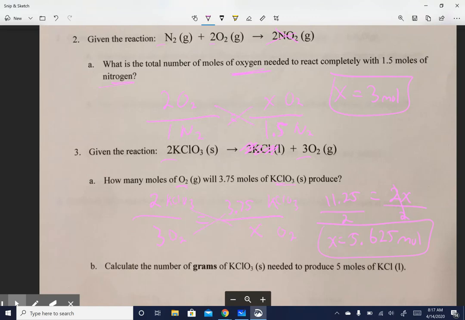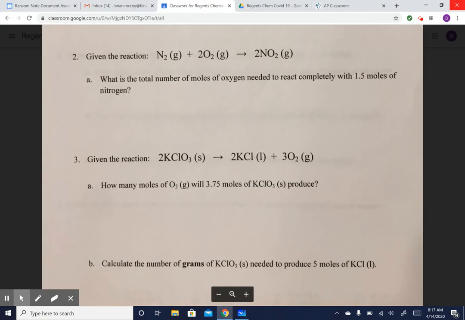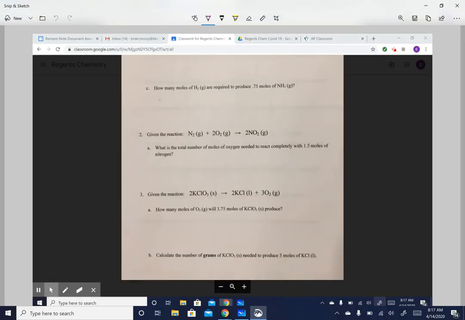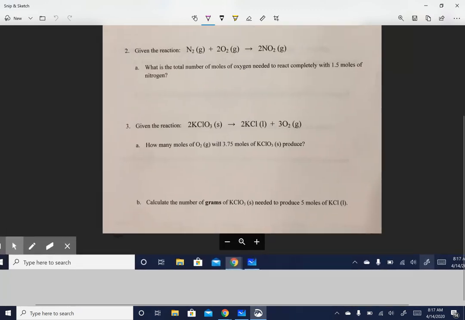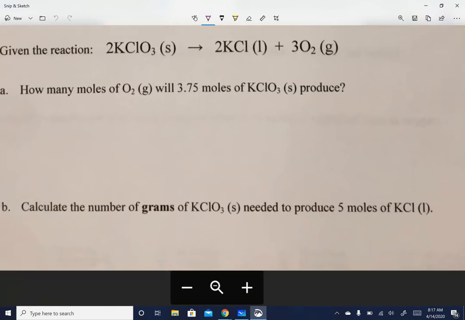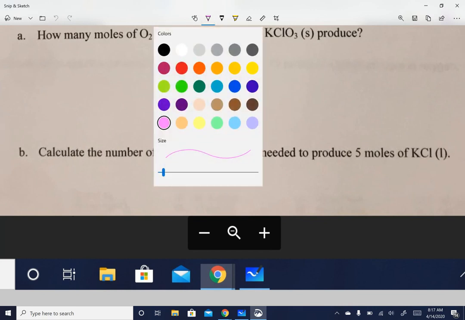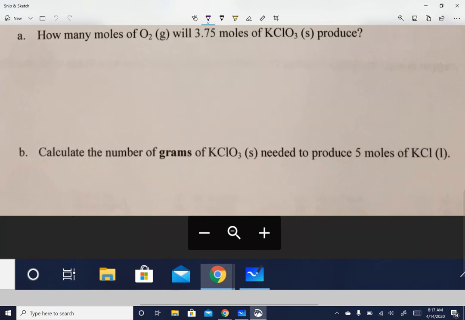All right, 3B. Let me get a new thing here. All right, I should be able to squeeze that in there. Let's do a different color. Calculate the number of grams of KClO3 needed to produce 5 moles of KCl.